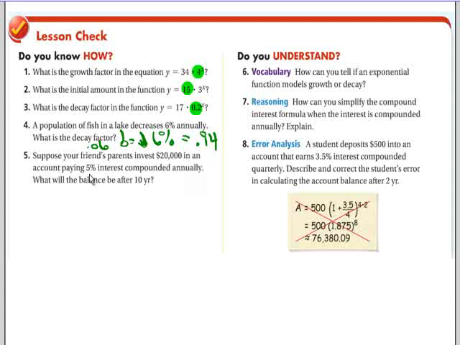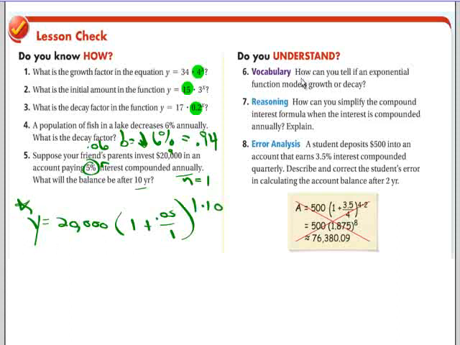Suppose your friend's parents invested $20,000 in an account paying 5% interest compounded annually. So that means n equals 1. We have a principal of $20,000. Of course, here's our rate. And did that for 10 years. So I'm going to get you set up. I want you to calculate this when you come in, or if you have a calculator in front of you, go ahead and do it. 5%, 0.05 all over 1. And this is 1 time a year for 10 years. So we can get a calculation here.